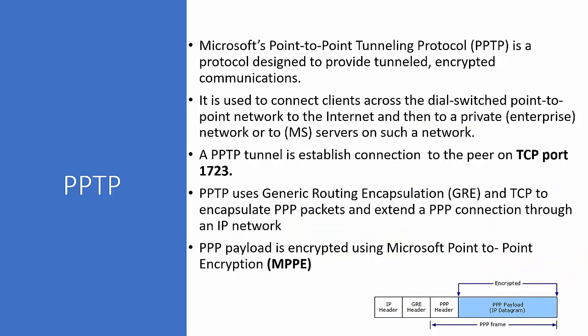The PPTP tunnel establishes a connection on TCP port number 1723. In most cases, the interviewer will ask this question: PPTP uses GRE and TCP to encapsulate the PPP packet. This is what happens, and it extends the PPP connection through the IP network, because IP will not understand PPP. That's why we encapsulate that into PPTP so that the IP network, which is the Microsoft gateways, will understand. By default, PPTP uses MPPE encryption, Microsoft point-to-point encryption, and MPPE uses one algorithm called RC4. So that is basically all about PPTP.